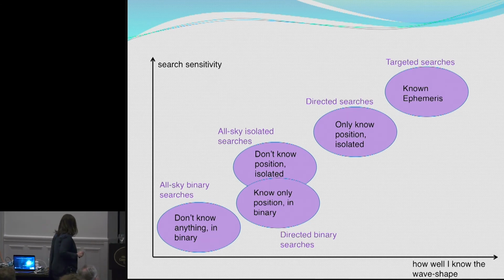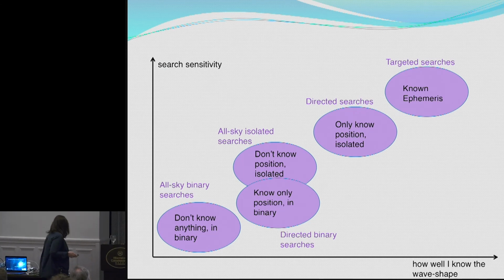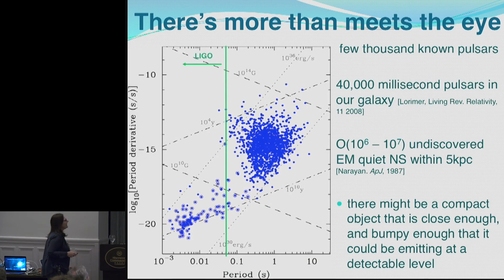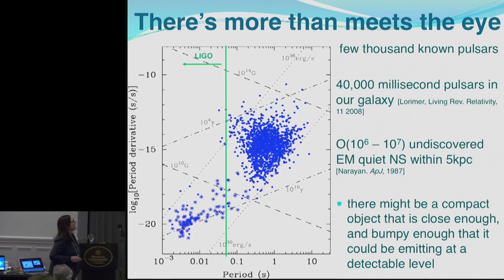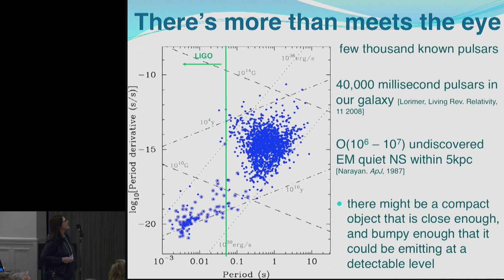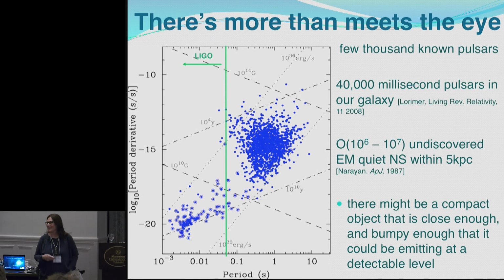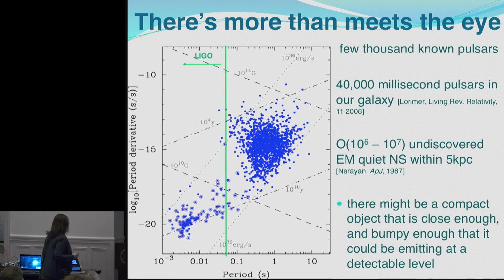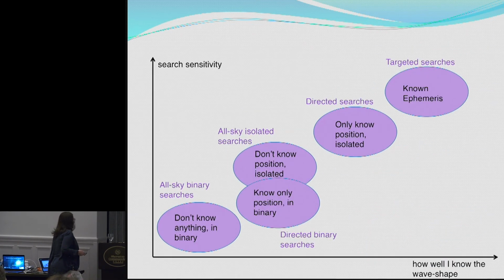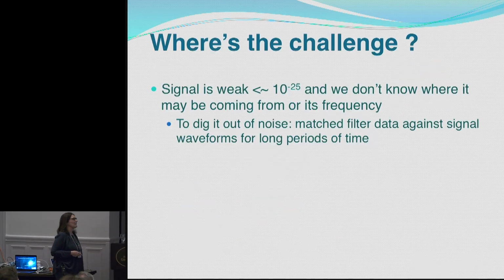As I was saying before, I think the prospects are really nice. I think it's very promising. It might be that the first detection is going to be by an object that we don't see a priori. It's just bumpy enough or close enough that we might be able to see it. The downside is that we're going to pay for this in terms of sensitivity.